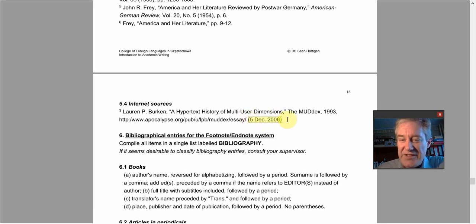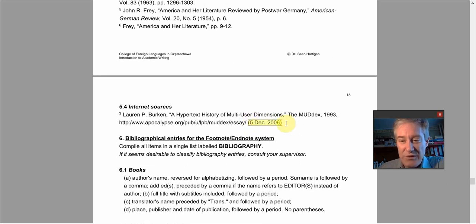And the reason this is included is because sometimes internet sources change from one day to another. So you just include the date that you looked at it as part of your footnote. So if it changes, well then you can say, this is what the text looked like on 5th of December 2006. Maybe it's changed now.